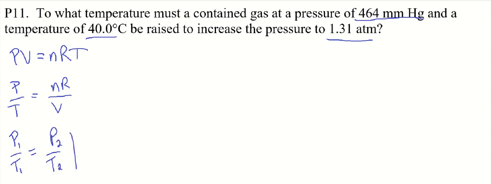over T2. All right, let's rearrange this to solve for what it's asking here, which is the temperature. We're solving for T2, so we can cross multiply. That's going to be one side of our new equation, and that diagonal will be the other side of the new equation. T2 is going to equal T1 P2 over P1.